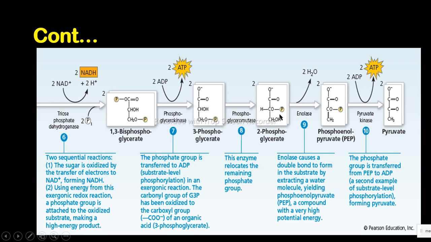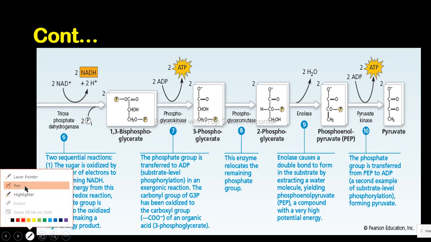isomerize, you transfer a phosphate group from carbon 3 to carbon 2, and then after that you lose a water molecule. Finally you lose an ATP molecule to form pyruvic acid. Now pyruvic acid is a product of glycolysis. It is formed in glycolysis.